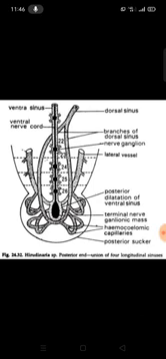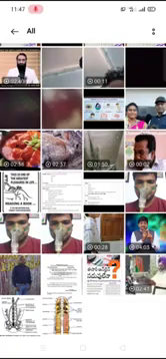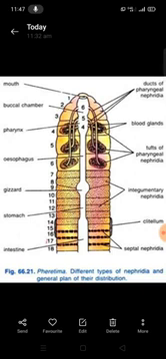Okay, excretory system. This is the excretory system. The excretory system is formed of the nephridia. There are 17 pairs of nephridia. They are arranged segmentally, one pair in each segment from the 6th to the 22nd.